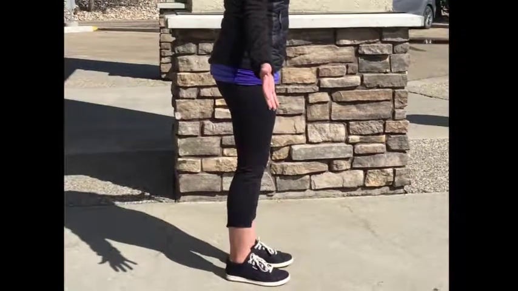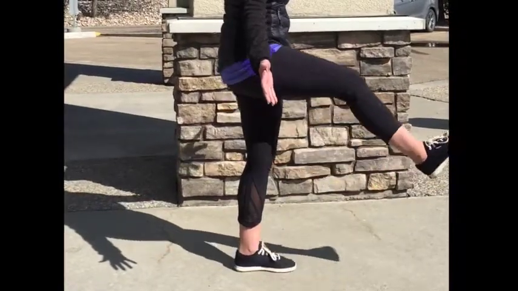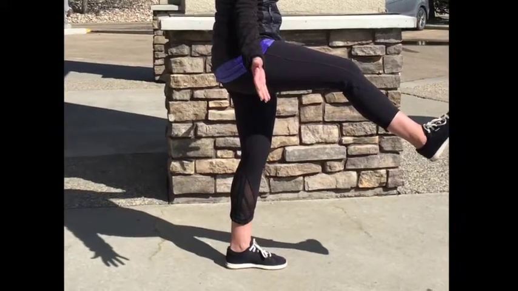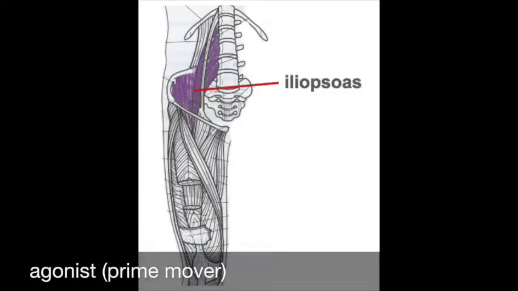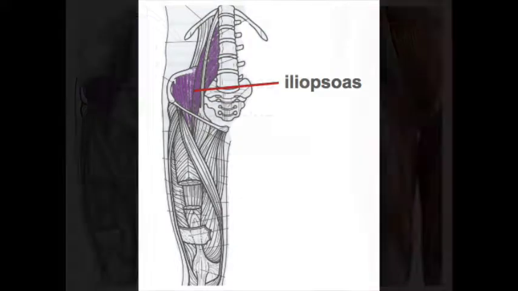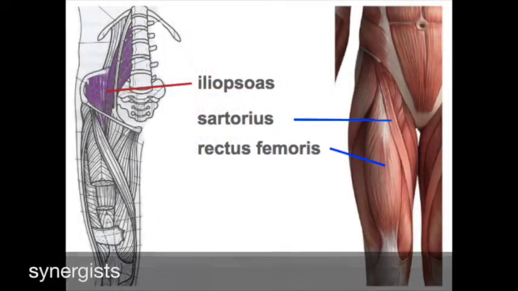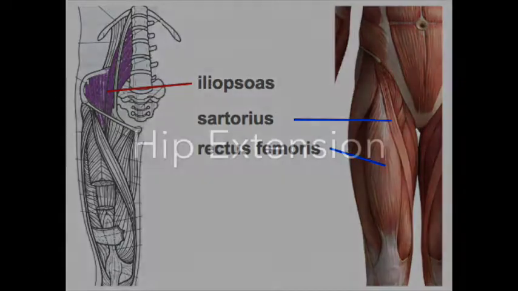From anatomical position, the leg raises in front of the body along a sagittal plane. The agonist or prime mover of hip flexion is the iliopsoas. The iliopsoas is a composite muscle of the psoas major and iliacus muscles. It attaches to the lower vertebrae, pelvis, and femur, crossing over the front of the hip joint. The muscle generates force and pulls on the bones. Synergists or assisting muscles are the rectus femoris and sartorius.